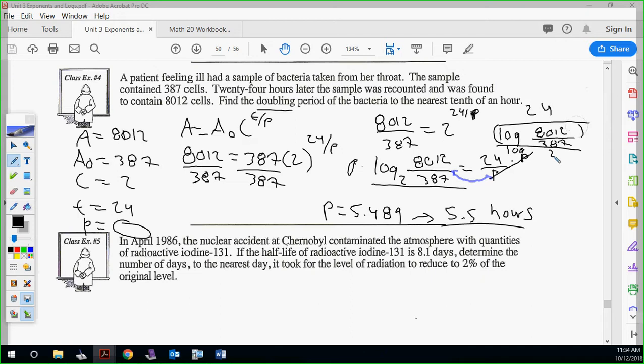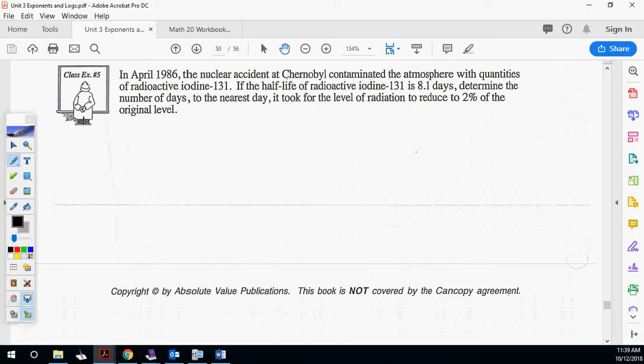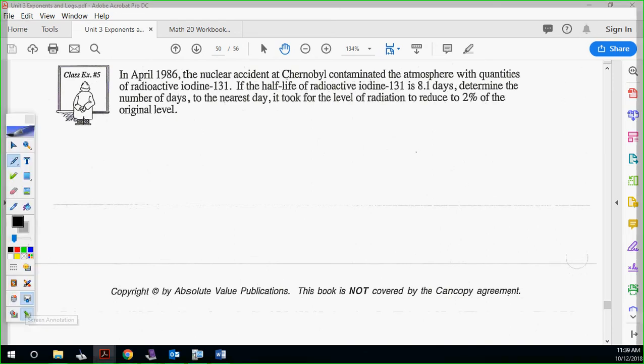All right, we're still clicking along. Let's just keep going. We're almost done. We have 2 more examples to solve. Is that fine? All right. In April of 1986, the nuclear accident in Chernobyl, right? Okay, Chernobyl. I said it wrong before.